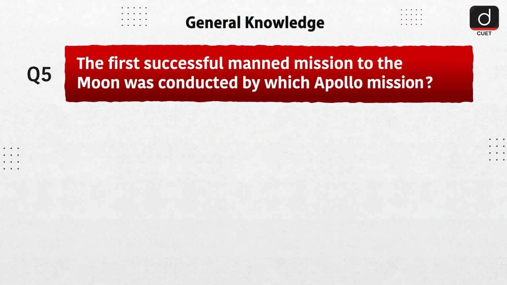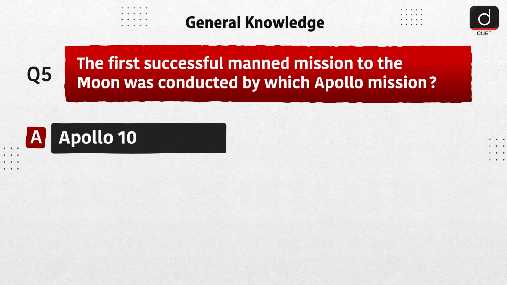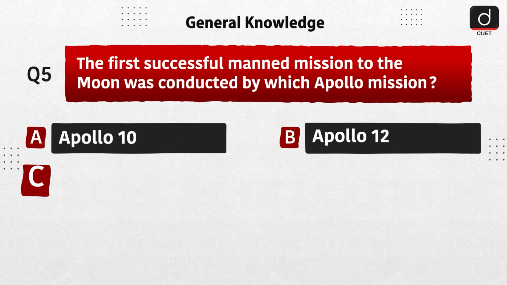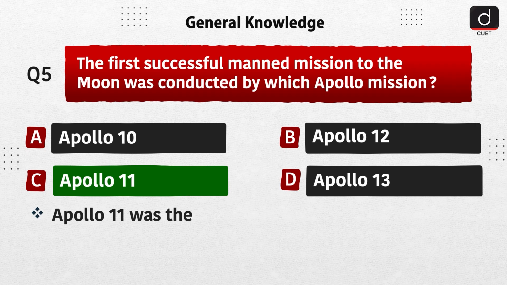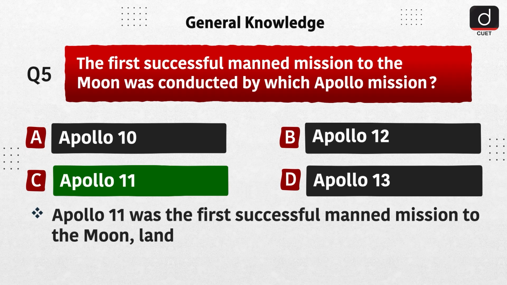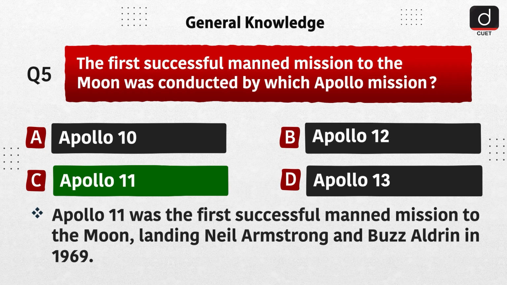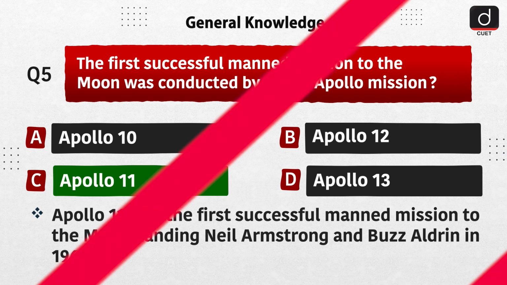Next question is, the first successful manned mission to the moon was conducted by which Apollo mission? A. Apollo 10, B. Apollo 12, C. Apollo 11, D. Apollo 13. The correct answer is option C, Apollo 11. Apollo 11 was the first successful manned mission to the moon, landing Neil Armstrong and Buzz Aldrin in 1969.